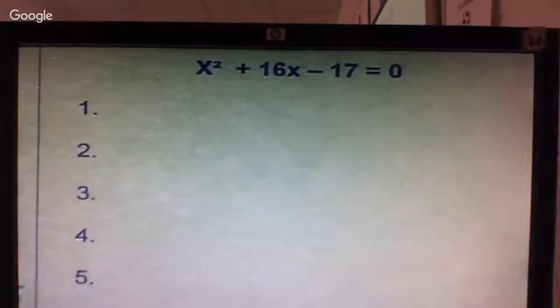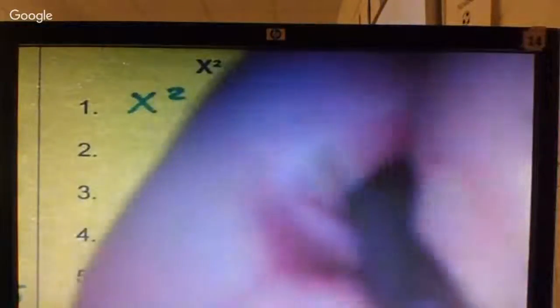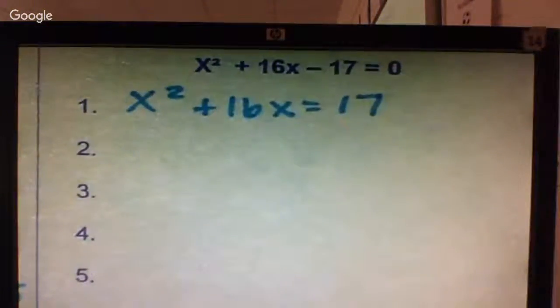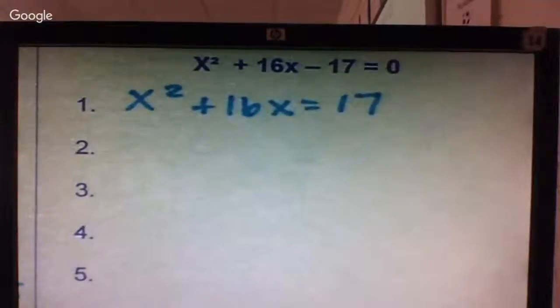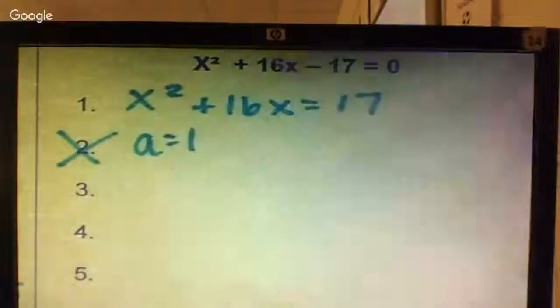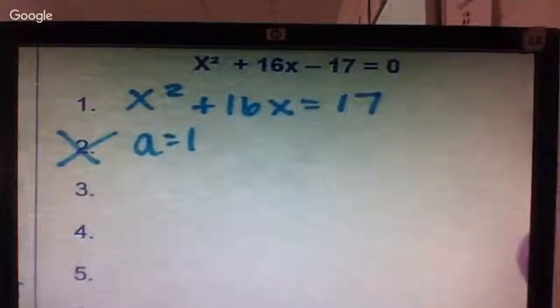Okay, first step. First step, throw that C value to the other side. So negative 17 becomes positive. Is my A value 1? Yes. So step number 2 can be skipped. It's positive 17 now when I move it to the other side.